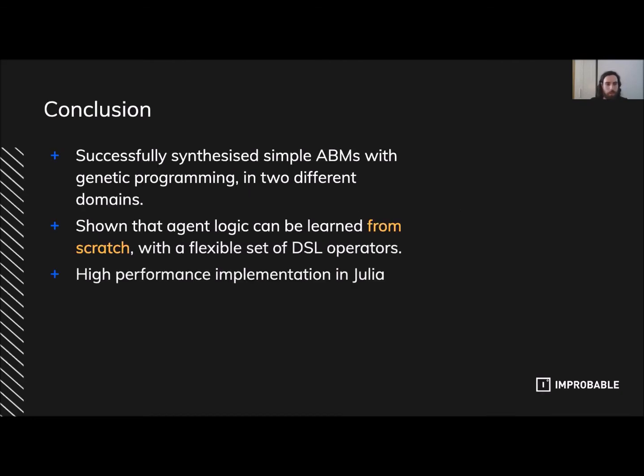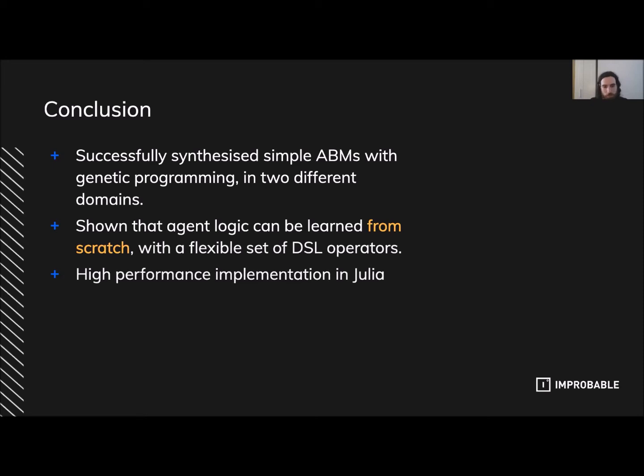Just to sum up here, we've successfully synthesized the logic for simple agent-based models with genetic programming in two different domains, opinion dynamics and flocking. We've shown that agent logic can be learned from scratch, so we're going more to the left on that spectrum, away from having to manually code things. This makes it a lot more flexible. And we've done this with a flexible set of DSL operators: simple arithmetic, maths and conditions. It's nothing to do with flocking and opinion dynamics, so we've learned this out of things which have no knowledge of the domain.